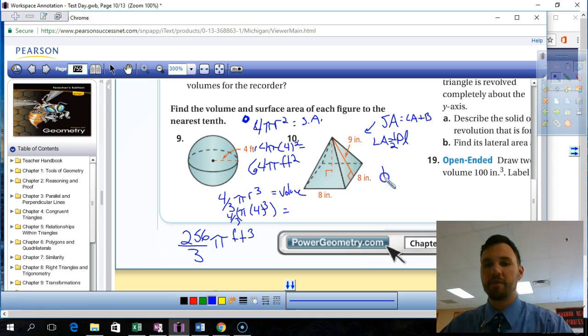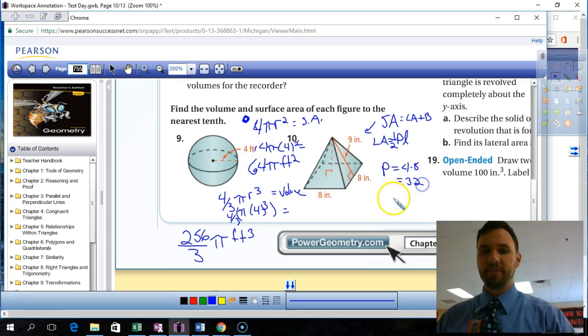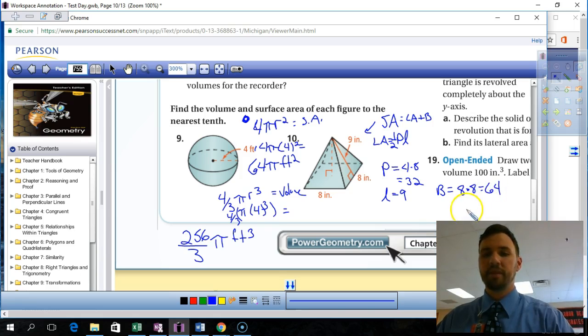So first off, let's find my stuff. What's my perimeter and my base? Well, it's 8 for each side, and there's 4 sides, so it's 4 times 8, which is 32. My slant height is given to me, it is 9. And B is my area of the base, which is a square, so it's 8 times 8, which is 64.